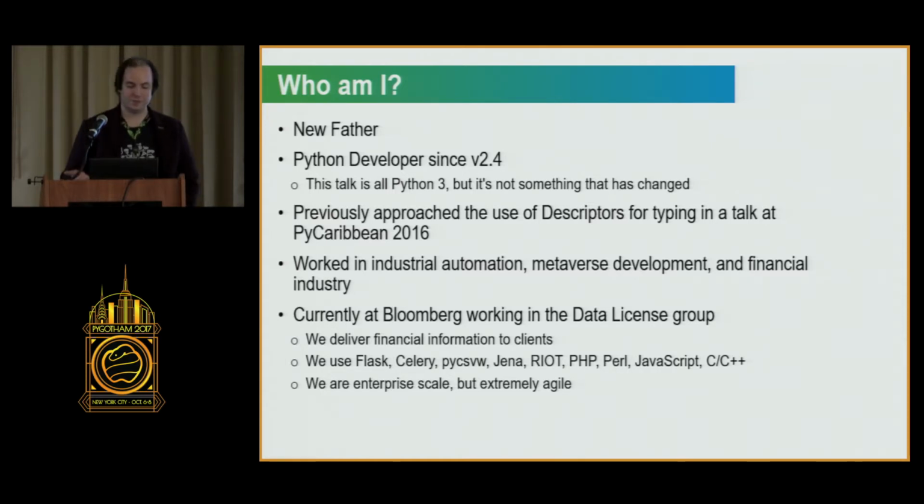I've worked in industrial automation, metaverse development, and the financial industry. Currently, I'm at Bloomberg, working in the data license group, and what we do is deliver financial information to clients. It's a very diverse environment. We use Flask, Celery, PyCSVW, Jena, Riot, PHP, Perl, JavaScript, C, C++, Java, and who knows what else is running around there. It's an interesting environment because it's enterprise scale, but things move very quickly.